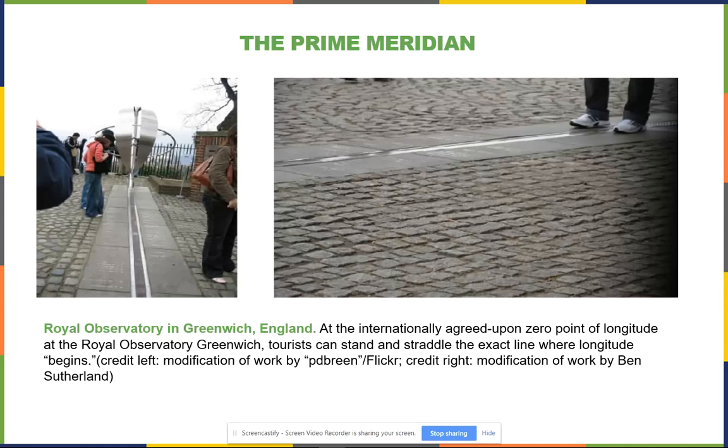So that's a picture of the prime meridian. That's where we measure zero longitude from, and then we measure east or west from that line. And it's going through the Royal Observatory in Greenwich, England.